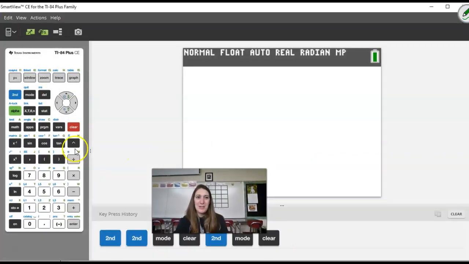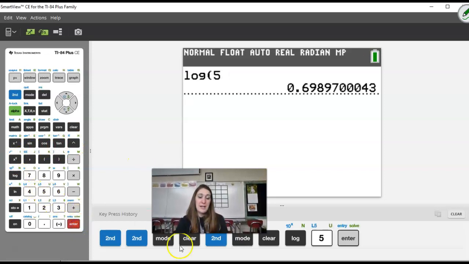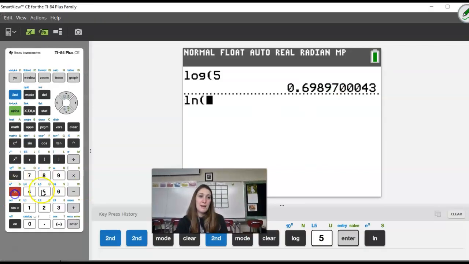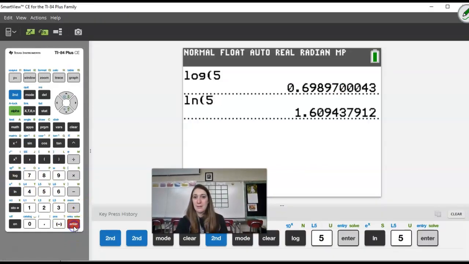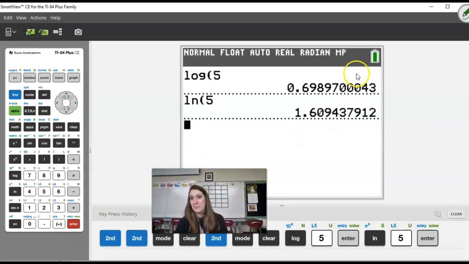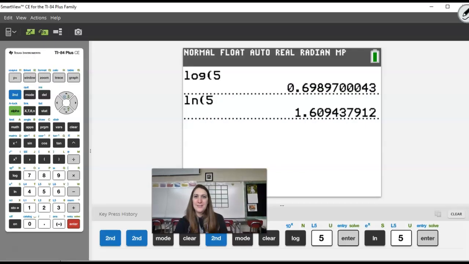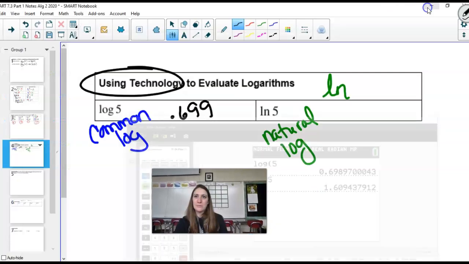All right, so common log of 5, I'm going to use the common log and then 5. And then the other problem was natural log of 5. Now these should not be the same answer because it's 2 different base logarithms. And they are not the same answer. So common log is, let's round to the thousandths, 0.699. And then the natural log was 1.609.